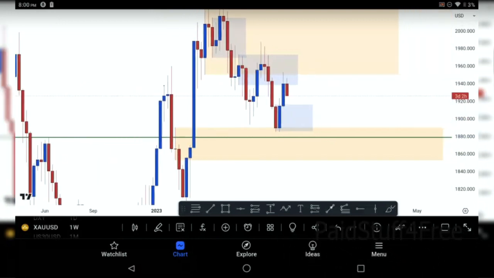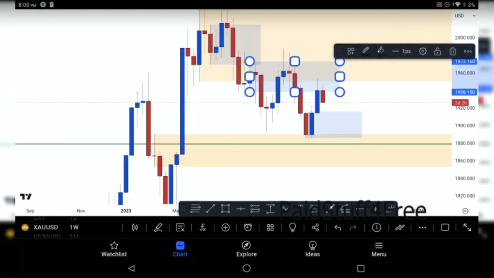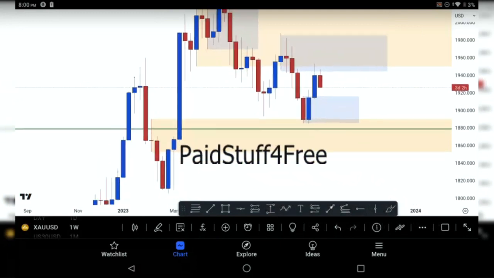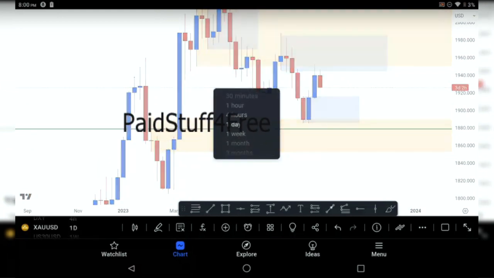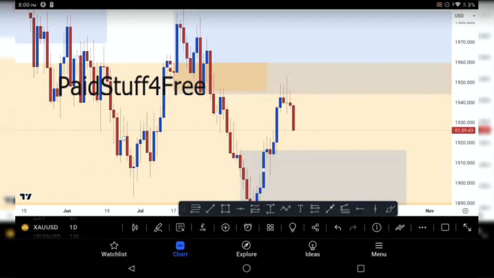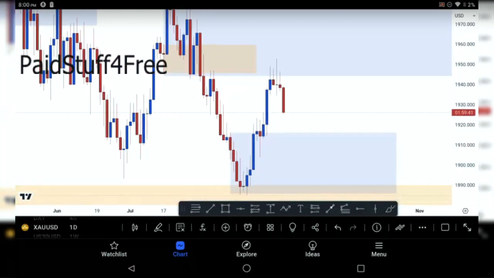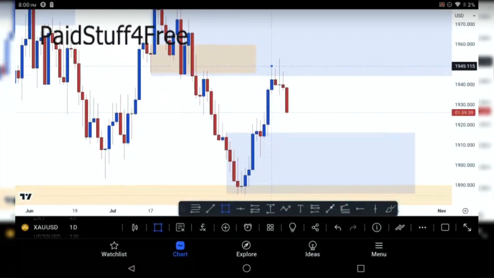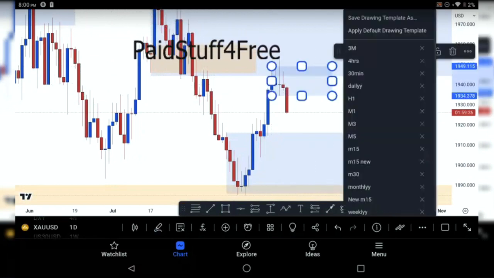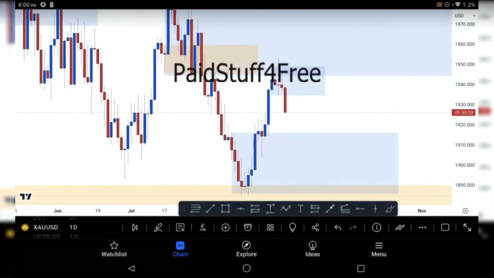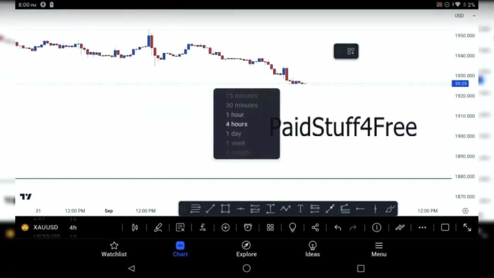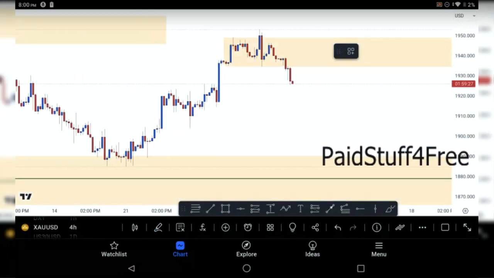Now, this is a weekly zone right here. So weekly to weekly, I needed a daily one time frame confirmation, which has been formed now as a result of our 4 hours change of storyline. Can you guys see that? You need to align everything. This is a daily one time frame confirmation, and this daily one time frame confirmation came as a result of a 4 hours change in storyline.